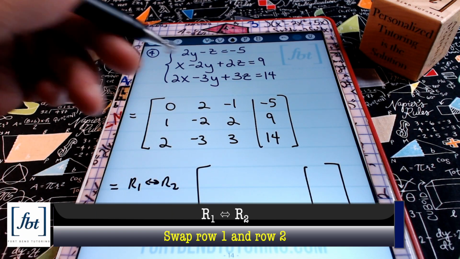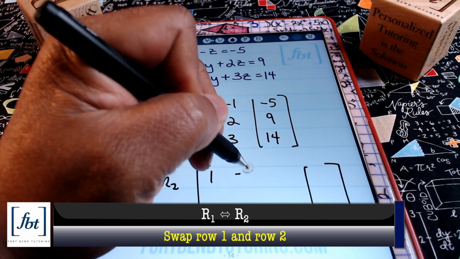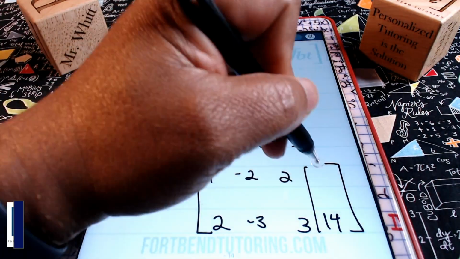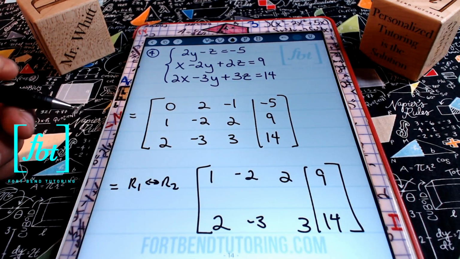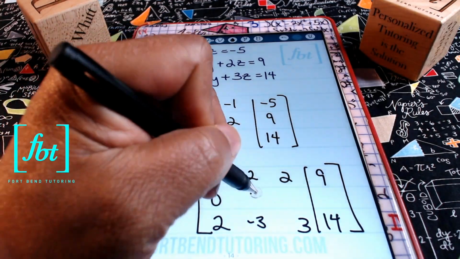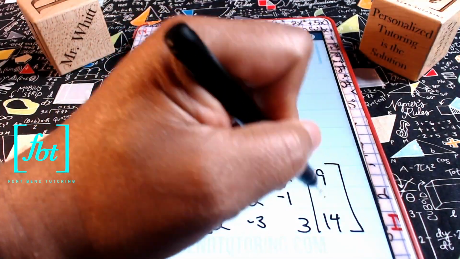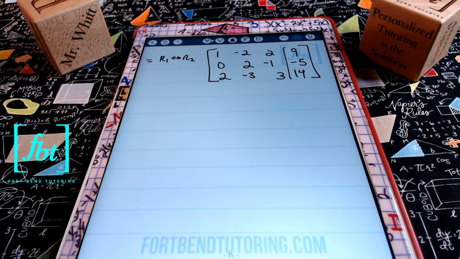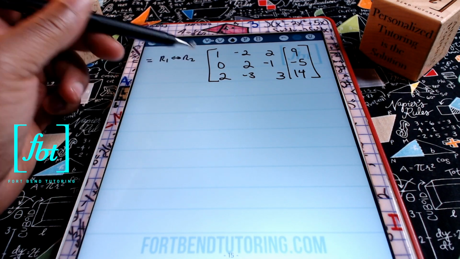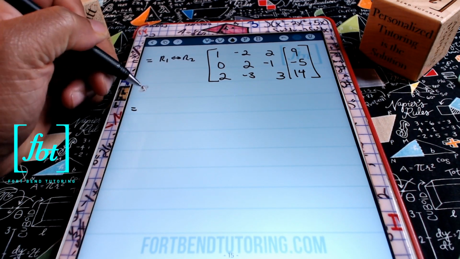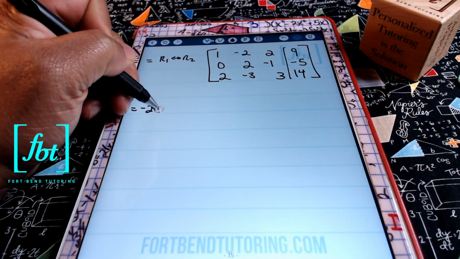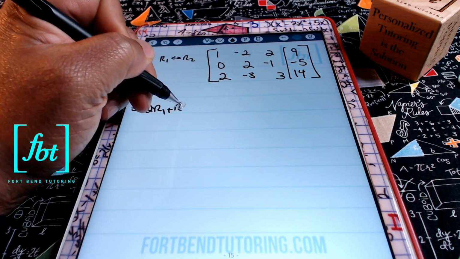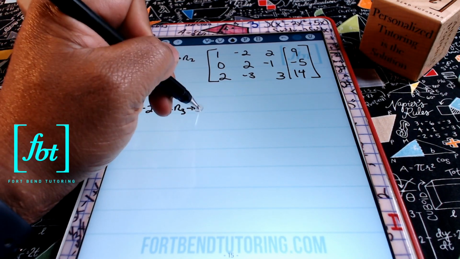Then our new first row will be 1, negative 2, 2, and 9, where our new second row will be 0, 2, negative 1, and negative 5. And this is going to be our row equivalent matrix that we have thus far. With our next step, I'll want this 2 to become a 0. So my row operation is going to be negative 2 row 1 plus row 3, putting the result in row 3.